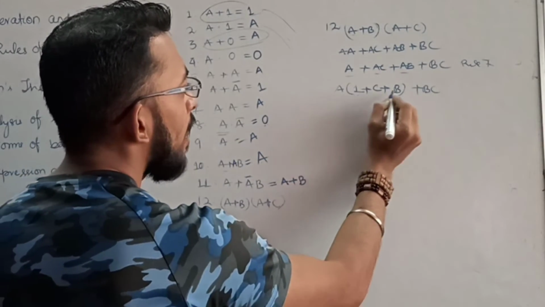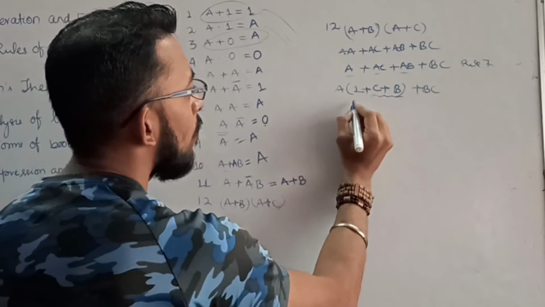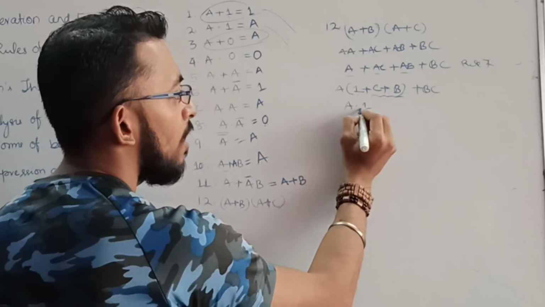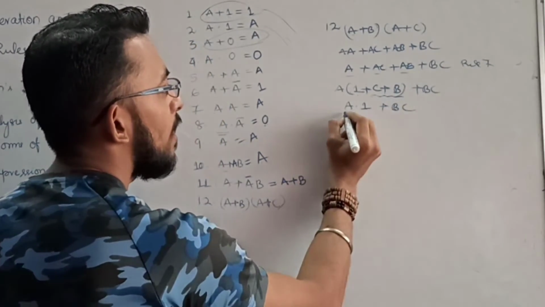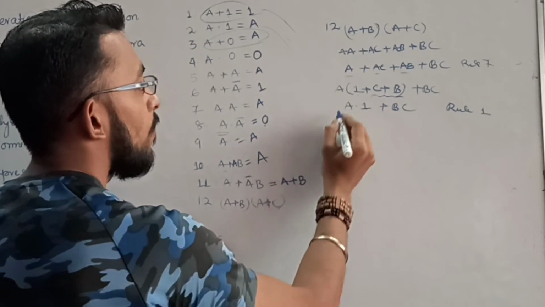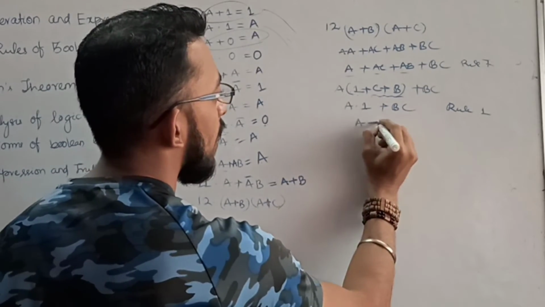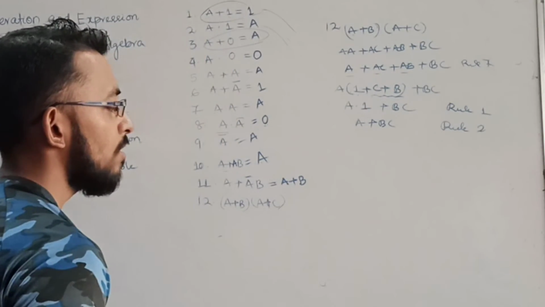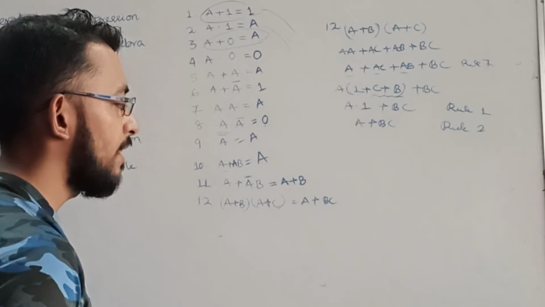Now 1 plus anything, what will it give me? It will give me the value 1. So in place of the bracket 1 plus C plus B, I will get 1, because 1 added to anything is 1, according to rule 1. Now A dot 1 is nothing but A, according to rule 2. So this is nothing but A plus BC.